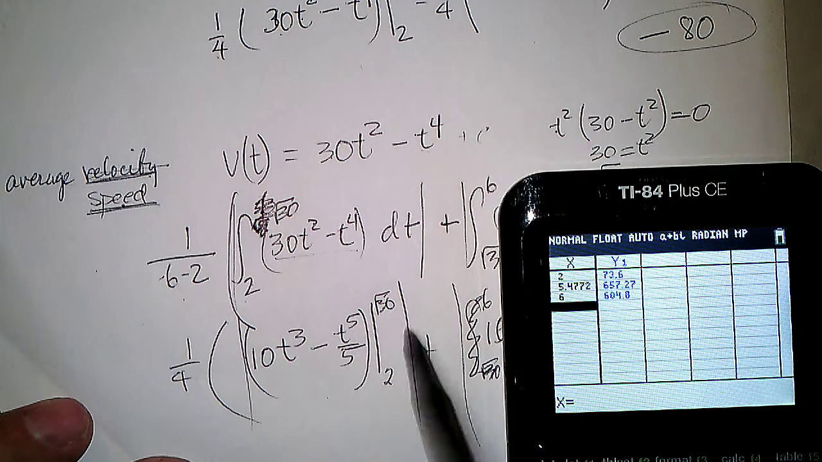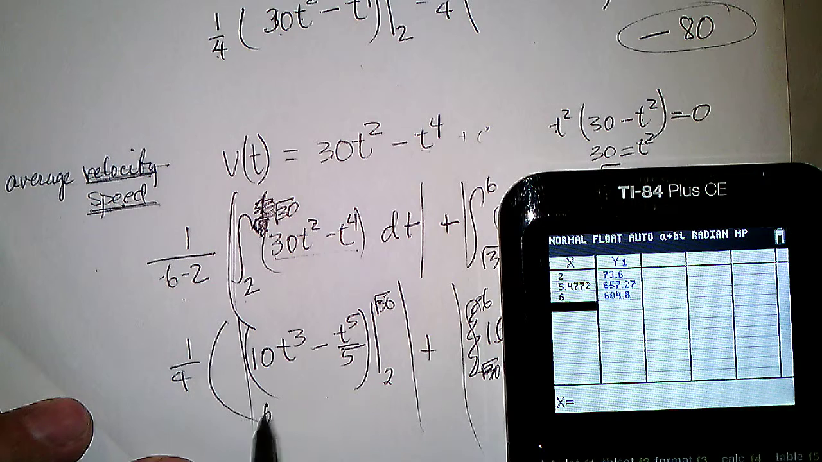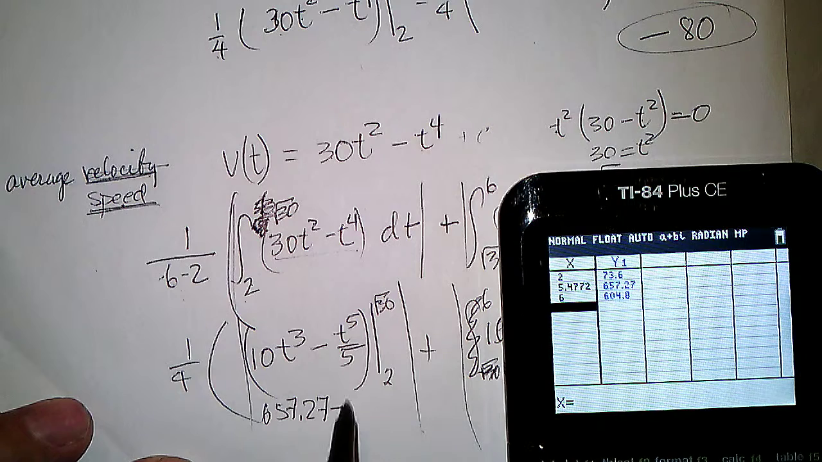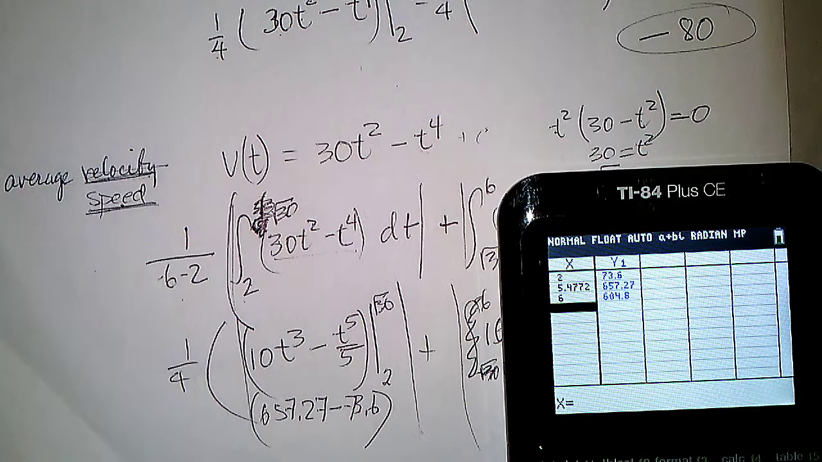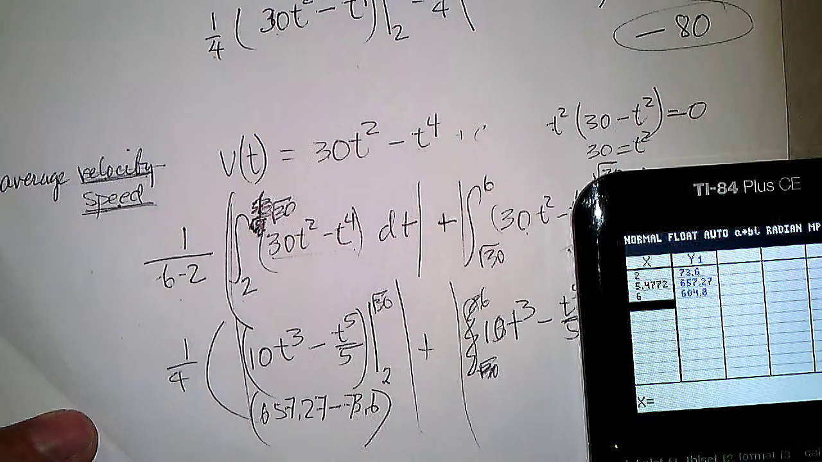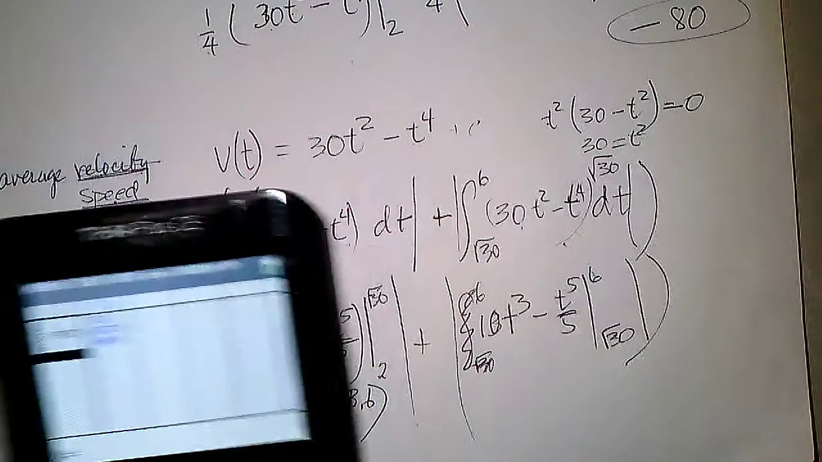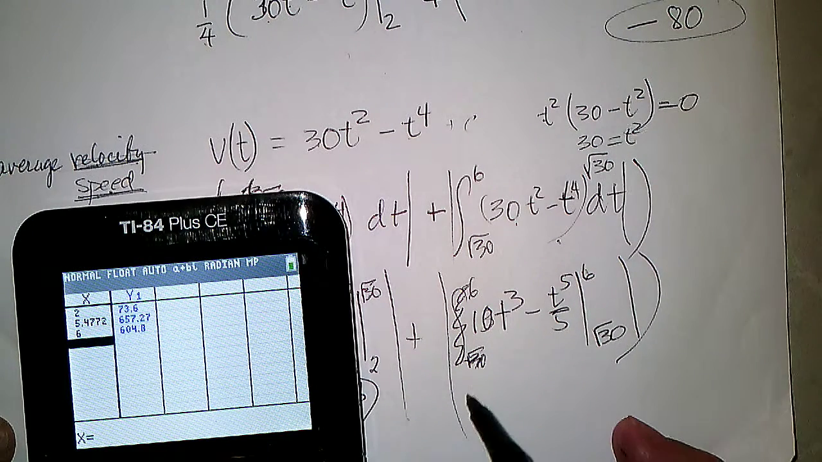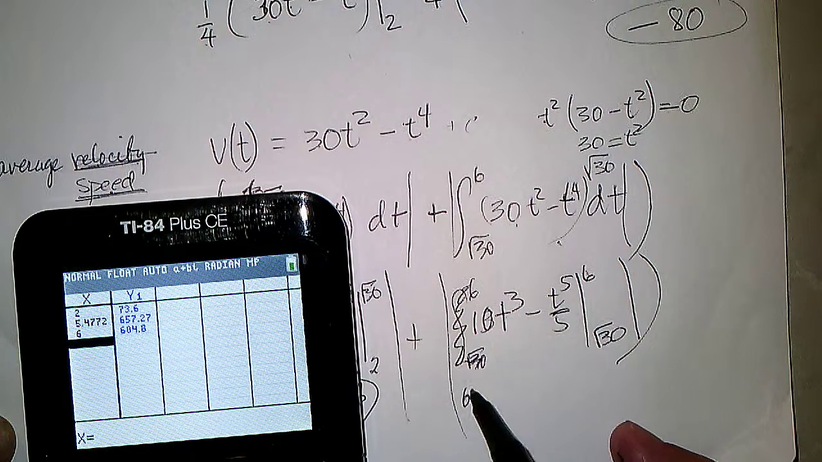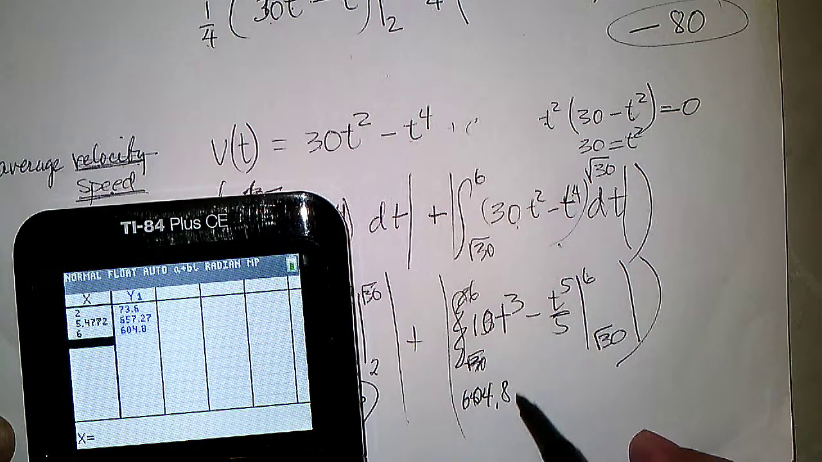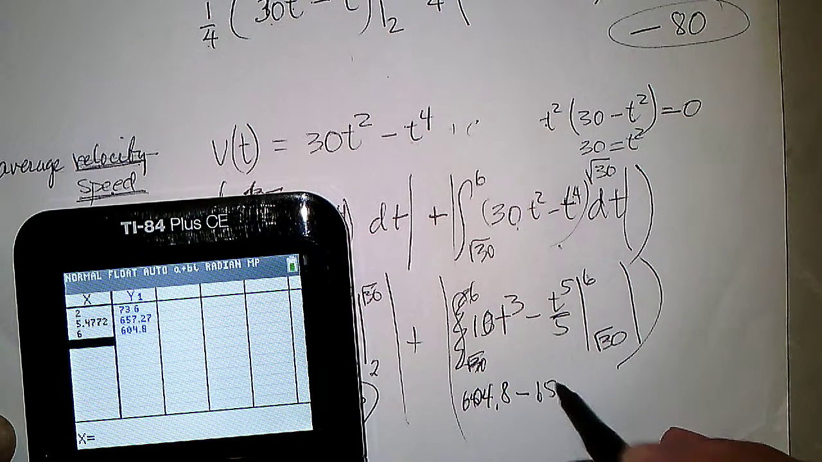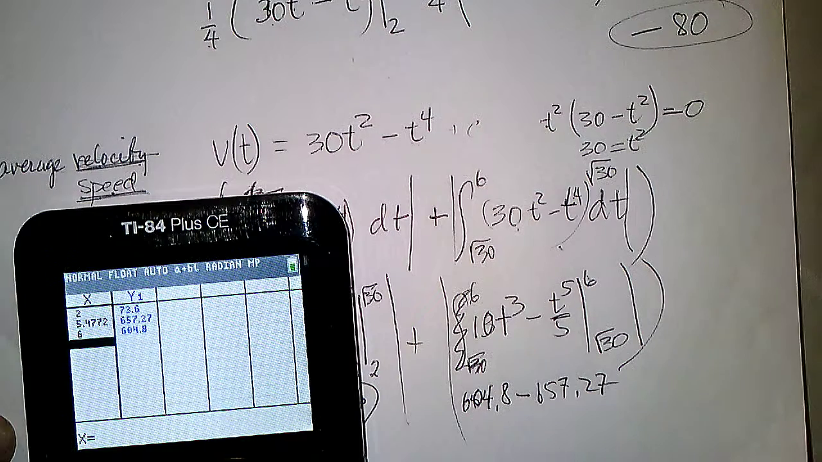So when I put in the square root of 30, I'm going to get 657.27, and when I put in the 2, I get 73.6, and if I subtract those, that's positive, so I want that. Kind of hard to read my writing because I was reaching over the calculator. And then on the other one here, I'm going to put in the square root of 30 and 6, which is 604.8 minus 657.27. That's negative, and so I want to do the opposite of that one.